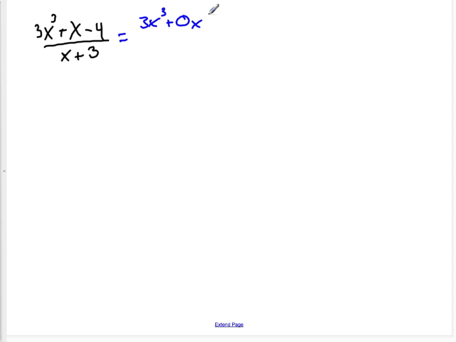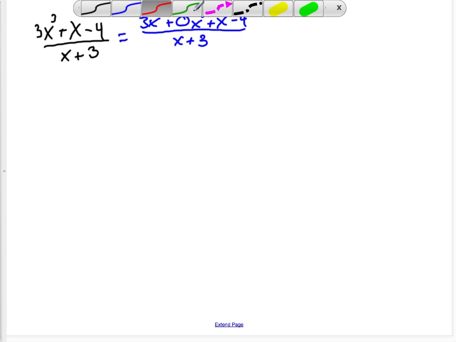to make sure every degree in the numerator is accounted for. And you can see that I was missing a degree of 2. It went from 3x cubed to plus x minus 4. I was missing a squared term. I need to incorporate that into my numerator. So I know I can use synthetic division. I have my numerator and my denominator set up.